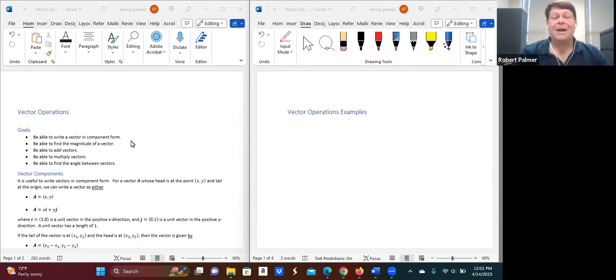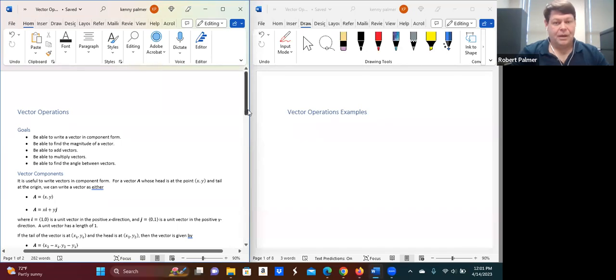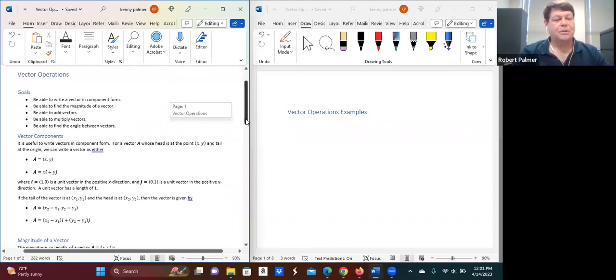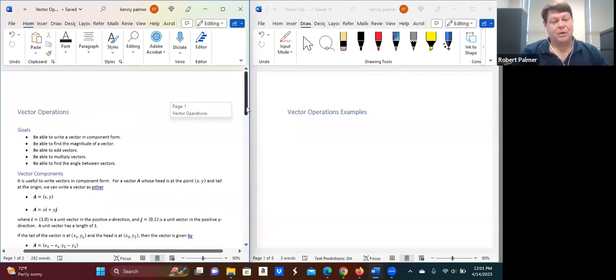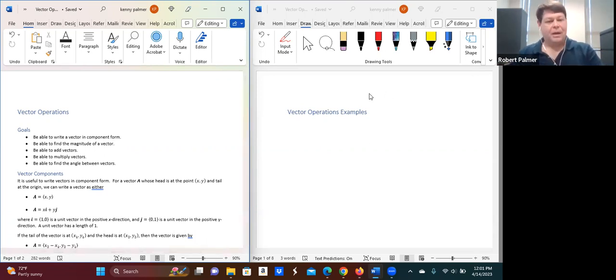Okay, be able to find the magnitude of a vector, the length of a vector. Also, be able to add vectors. How to do that, not only in component form, but also be able to multiply vectors, a certain type of vector multiplication, and then also be able to find the angle between vectors, a direction angle, and also the angle between vectors. Okay, so first, let's take a look at vector components.